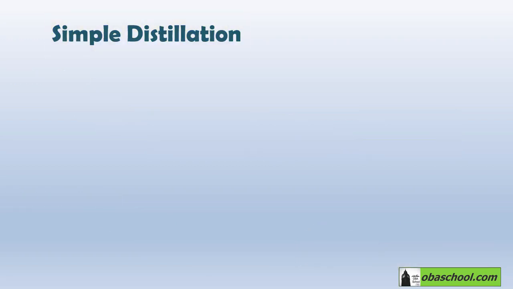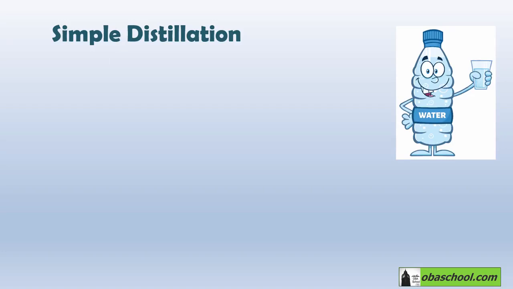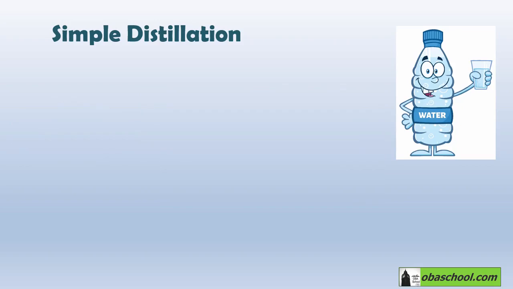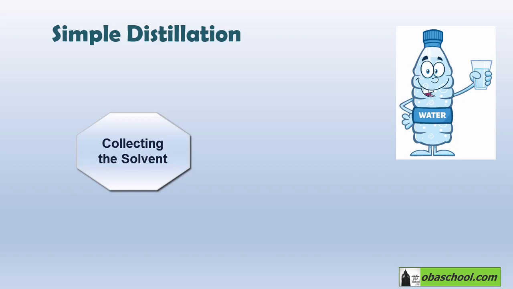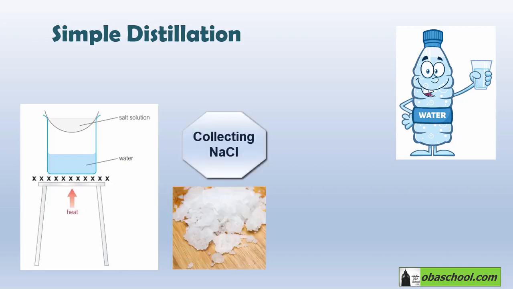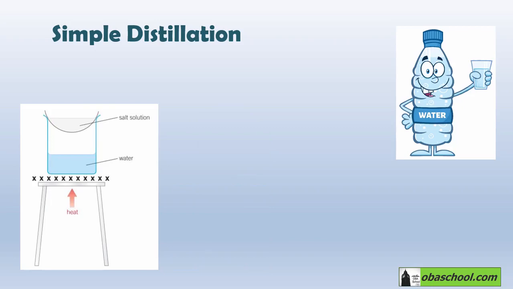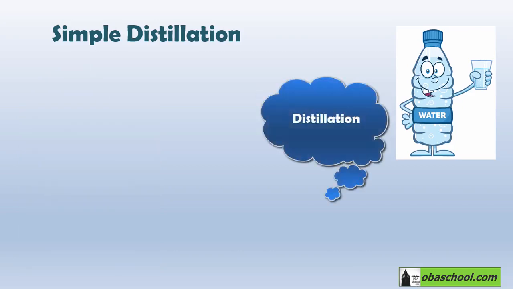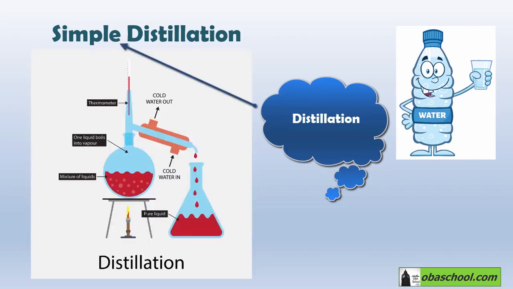For example, in some countries which lack freshwater resources, they purify seawater to obtain usable water, and hence they are interested in collecting the solvent instead of just letting it evaporate off into the air. So if you remember, in the crystallization technique, we were interested in collecting the salt crystals, which are NaCl crystals, and we simply evaporated the water and it evaporated off into the air. Now we are interested in collecting this water. So what to do? In such a case, distillation is used, and specifically simple distillation.